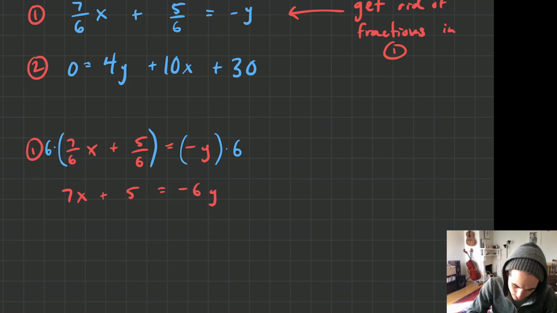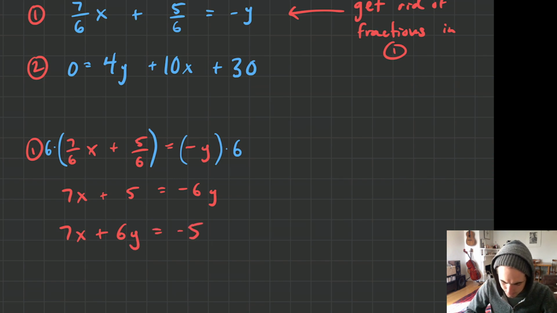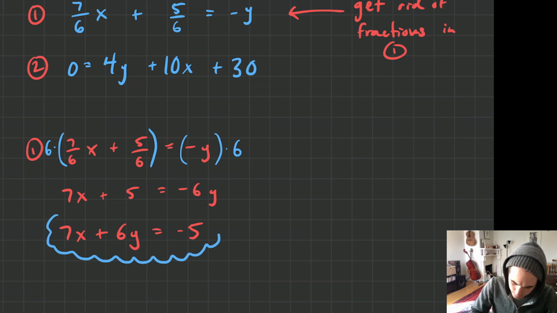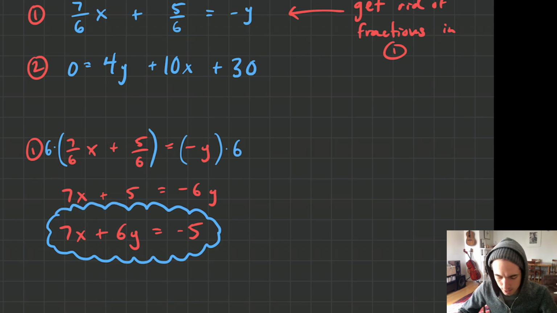So this is actually going to be 7x plus 6y equals negative 5. Okay? So this is my new equation 1. So this is equation 1 kind of improved. I haven't changed anything about the equation other than how it looks.